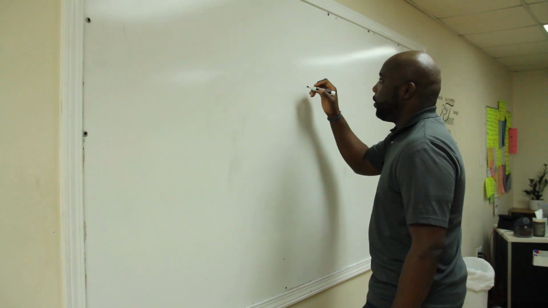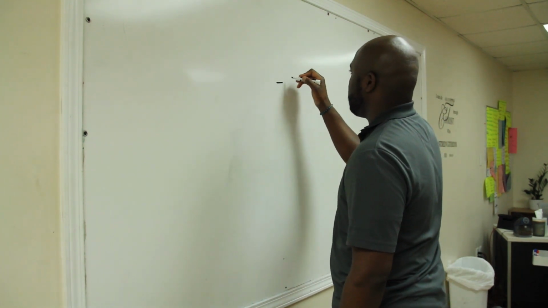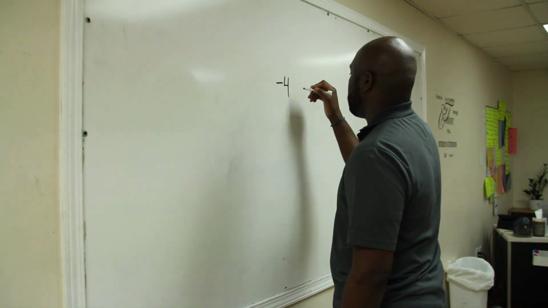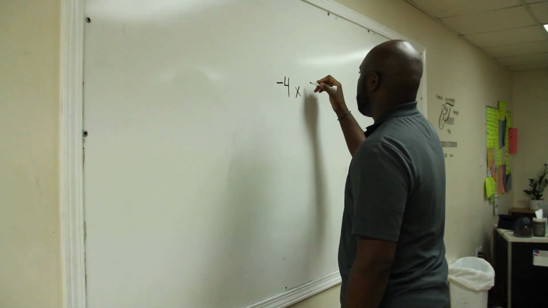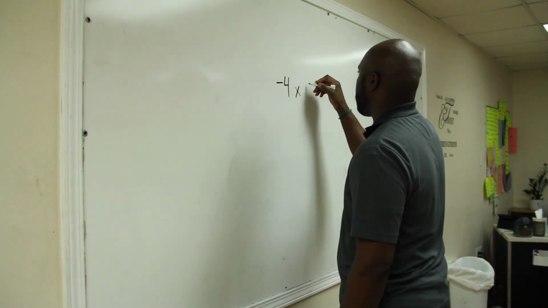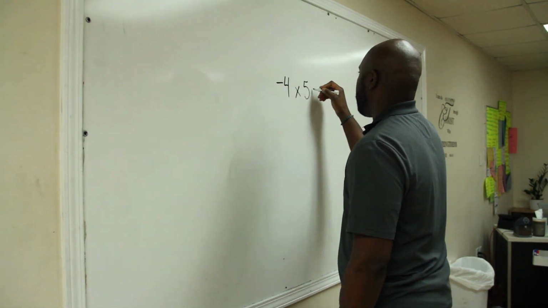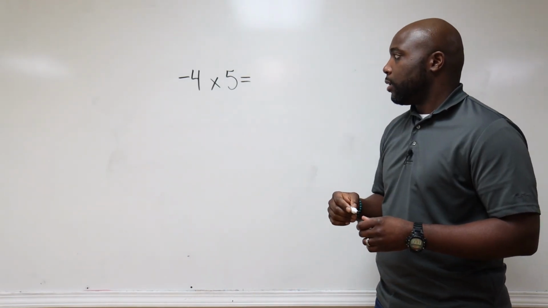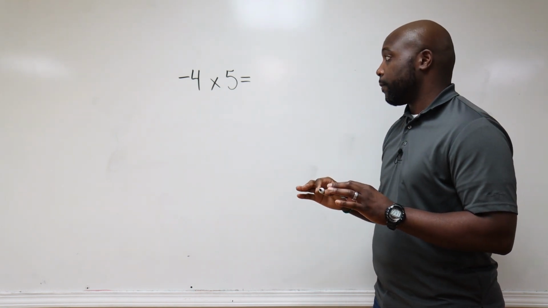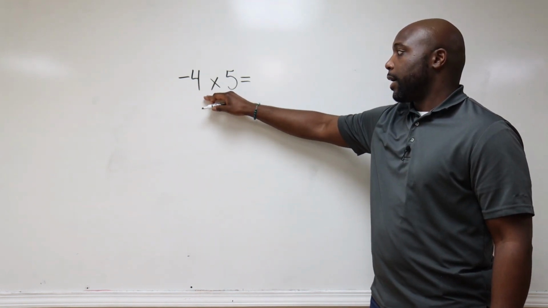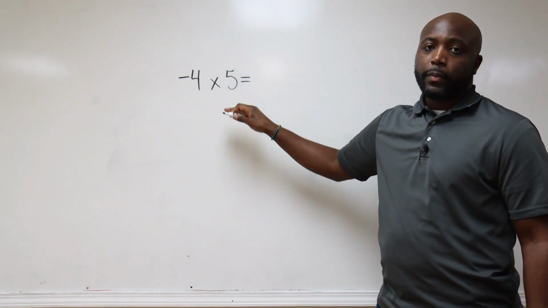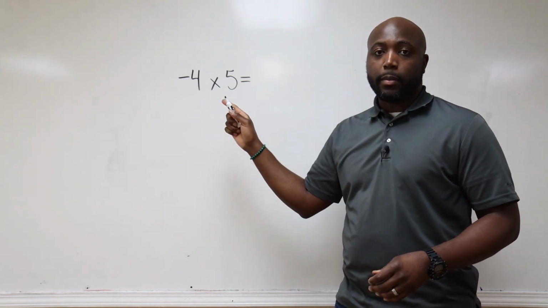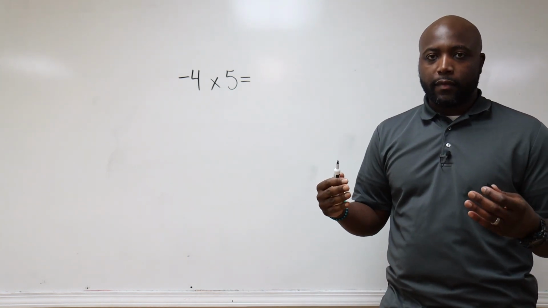Okay, so I'm going to start off with two integers, and simply I'm going to ask: what is the multiplication solution to -4 and +5? So we will implement one of our rules here. We have a negative number multiplying versus a positive number. Anytime that you multiply a negative number and a positive number, it equals a negative number.